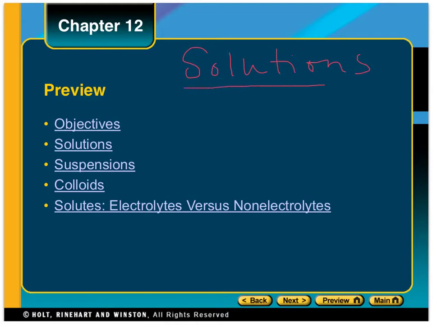This afternoon we're going to be talking about solutions, and in section 1, types of mixtures, we're going to distinguish between electrolytes and non-electrolytes. We're going to talk about solute-solvent combinations. We're going to talk about the differences between suspensions, colloids, and solutions.